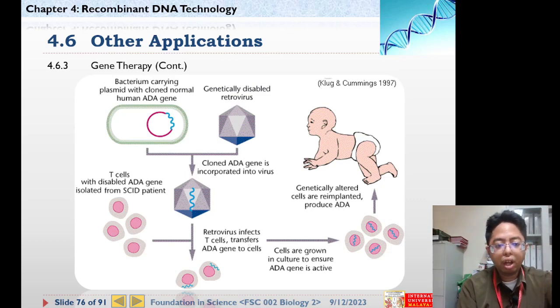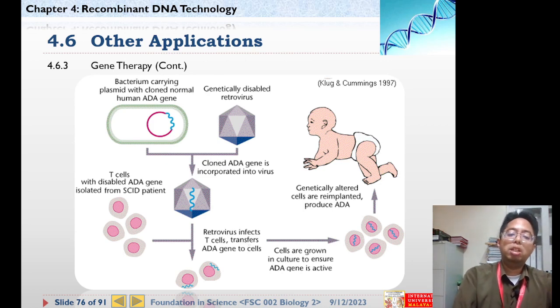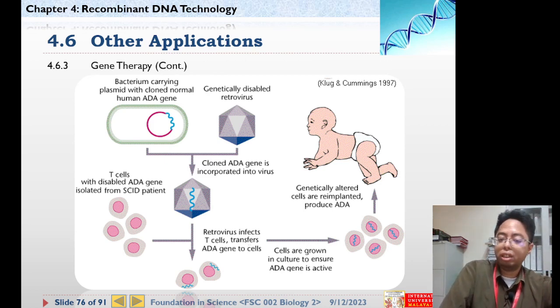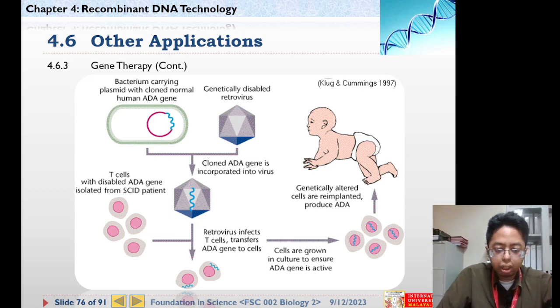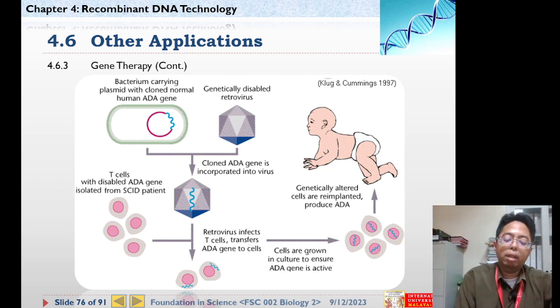You can see here the bacterial plasmid with the normal human ADA gene and a genetically disabled retrovirus. The retrovirus will be the vector, so we put that gene into the virus. The virus will infect the bone marrow cell and transfer that gene into the cells, so now the cells actually have the correct gene. We grow them in culture to ensure that the ADA gene is active, and we even reimplant the cells with the correct gene into the baby. So now the baby can produce the enzyme called ADA.